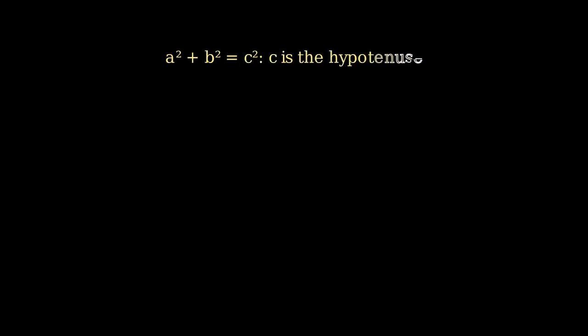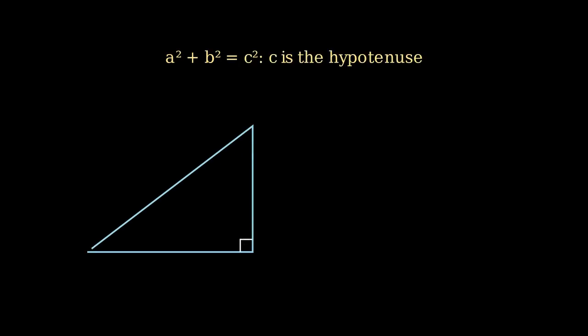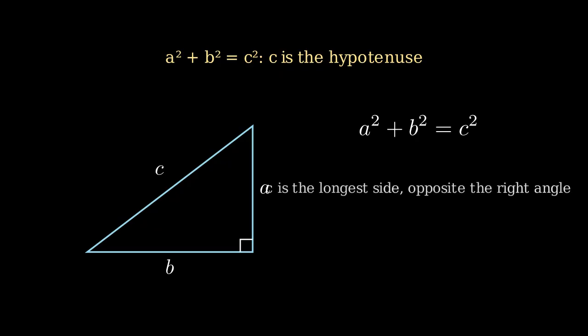Here's our rule for today. In a right-angled triangle, if C is the hypotenuse and A and B are the other two sides, then a squared plus b squared equals c squared. Remember, the hypotenuse is always the longest side and it always sits opposite the right angle.